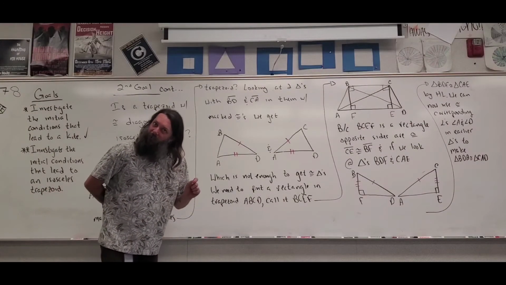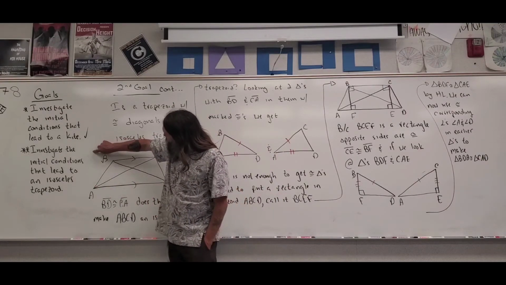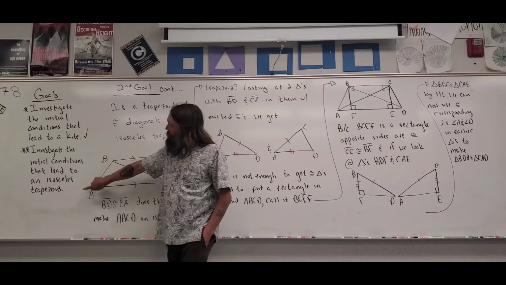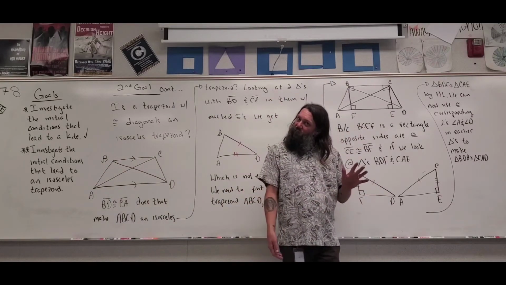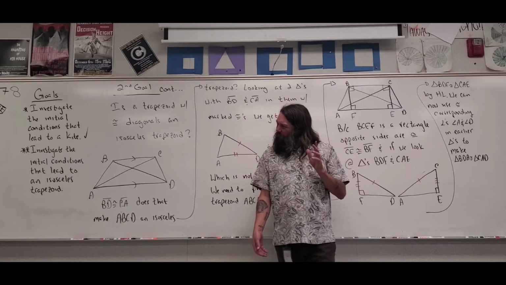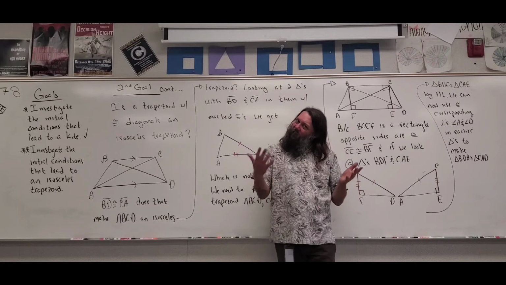I'm back for the last time, I promise. So let's go ahead and investigate the initial conditions that lead to an isosceles trapezoid. This is the second part. Now I'm leaving out the third initial condition that leads to an isosceles trapezoid because the book doesn't mention it. But maybe I'll make it a problem, I don't know.